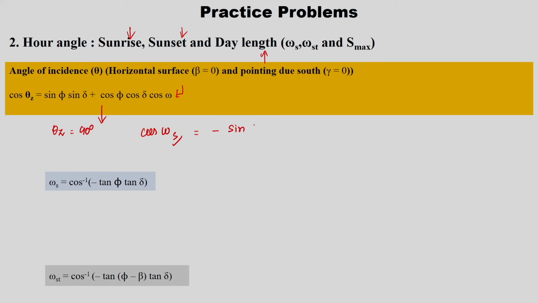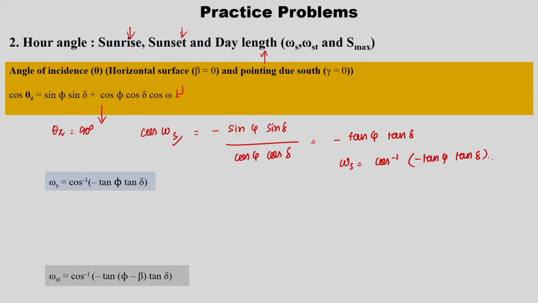minus of sin phi sin delta upon cos phi cos delta, which is nothing but minus tan phi tan delta. So, what you would get is omega s equals cos inverse of minus tan phi tan delta. And as we said earlier, this is for a horizontal surface.